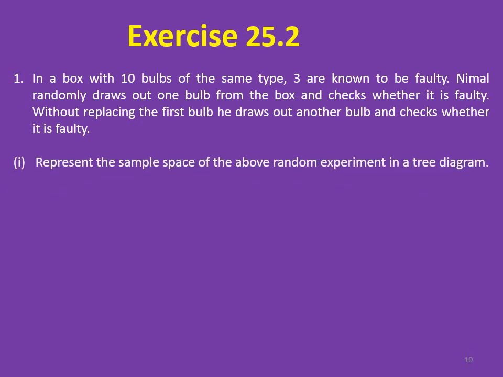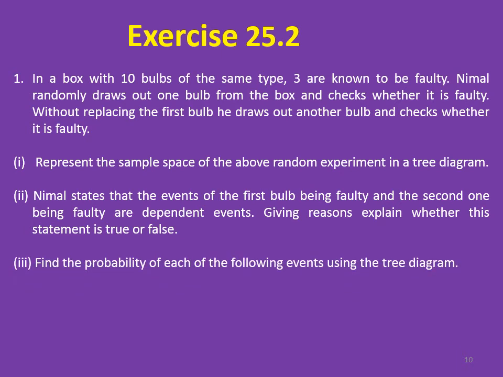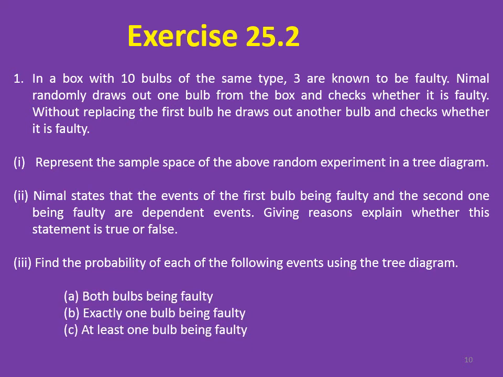First question, represent the sample space of the above random experiment in a T-diagram. Second one, Nimal states that the events of the first bulb being faulty and the second one being faulty are dependent events. Give reasons, explain whether this statement is true or false. Third one, find the probability of each of the following events using the T-diagram. Part A, both bulbs being faulty. Part B, exactly one bulb being faulty. Part C, at least one bulb being faulty.